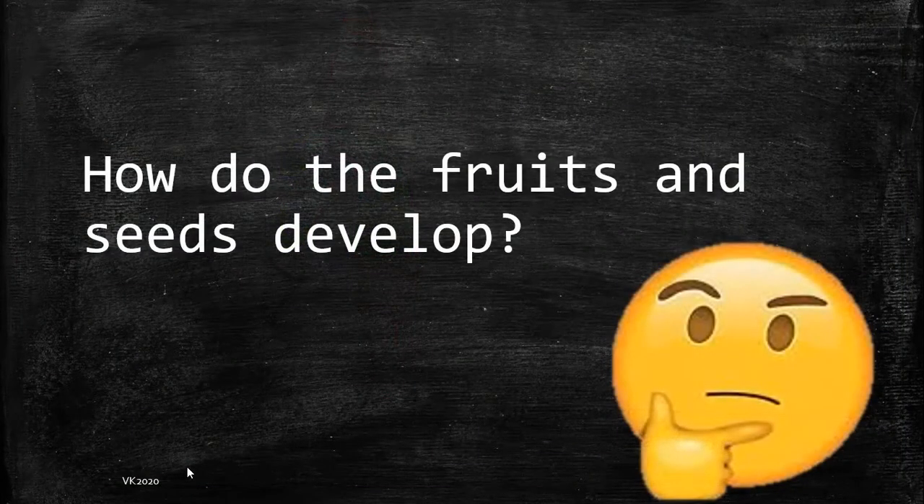Now, in this video, we have learnt about the development of the embryo and the endosperm and how the pollen and pistil interact. The final product is the formation of a fruit and a seed inside the fruit. In the next video, we will learn how the fruits and seeds develop.